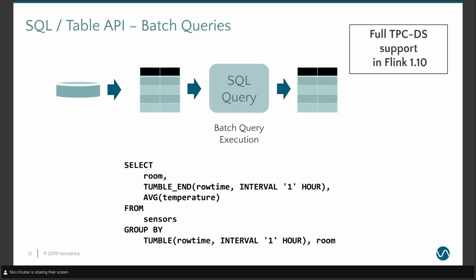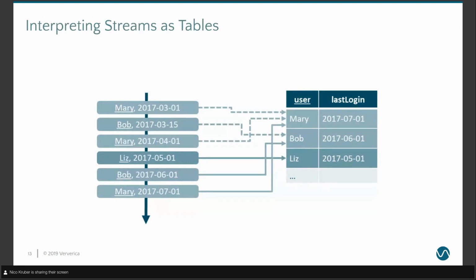It's actually even more powerful, because what we can do is see a stream as kind of a table, not as a static table, but as a dynamic table. So if we see the stream on the left-hand side, I have an event that is, let's say, keyed by Mary. So we're looking at users here. And it has a timestamp of, let's say, 1st of March 2017. Then Bob is coming in a bit later. Then there is another update for Mary.